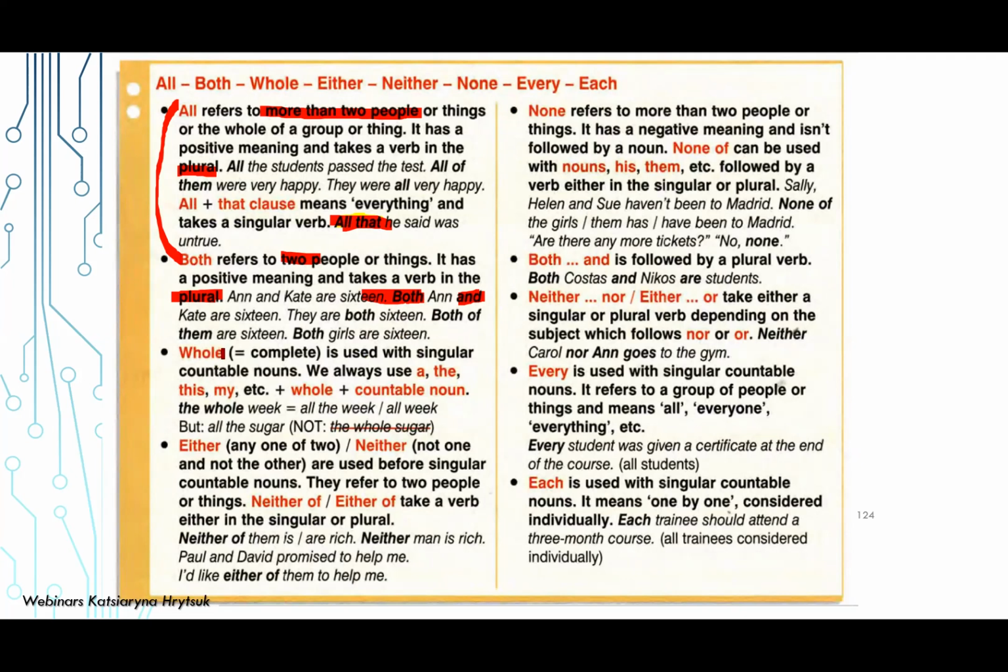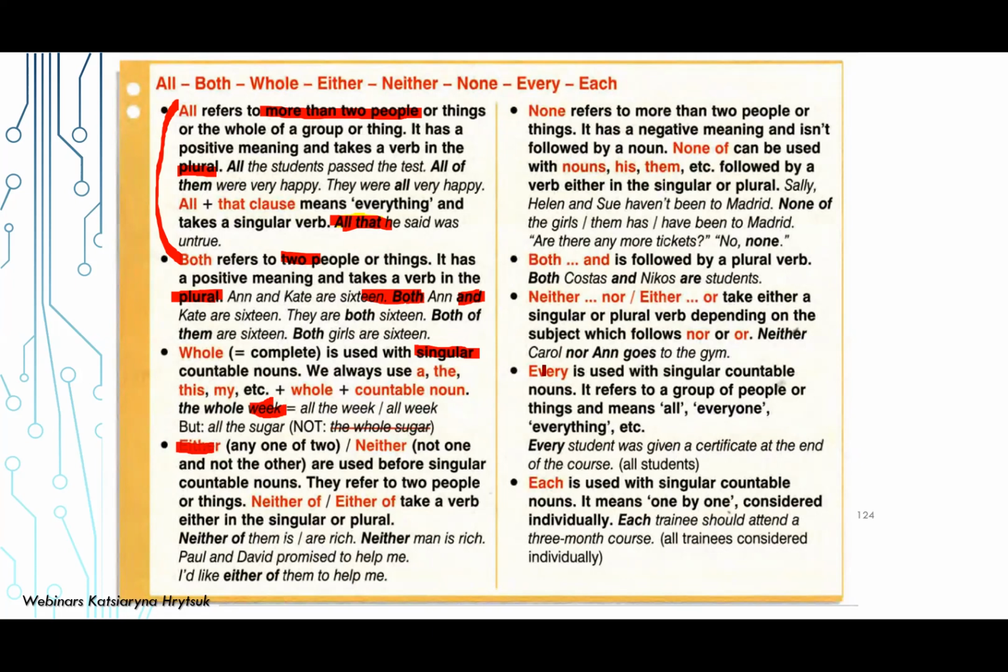Next one, whole. When we talk about whole, it's a singular countable. So the whole week, it's a big week, but you see, the noun is singular. All the week, all week, so it goes always singular. Next, either, neither, and later I will explain it more. You will see. Either, neither, and both. I will focus on this.